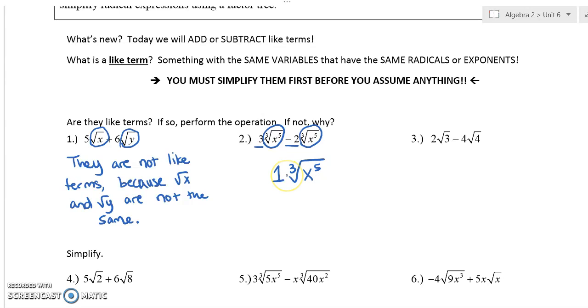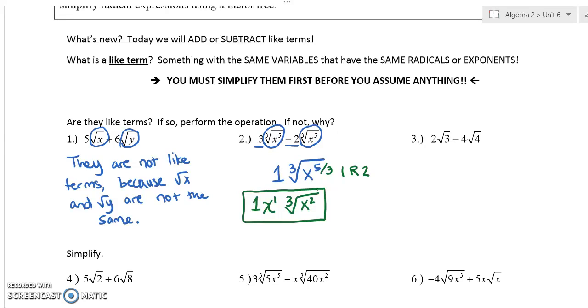Now that 1 is really unnecessary, but the other thing I'm noticing is that I have 5 x's inside and I need groups of 3. So if I divide this by 3, I would say that 3 goes into 5 once with the remainder of 2. So what that would mean is x to the 1 would come out and 2 x's would remain inside the root. Now there's also a 1 in the front. You can write that, but you don't really have to. And that's what that expression would actually simplify to completely.